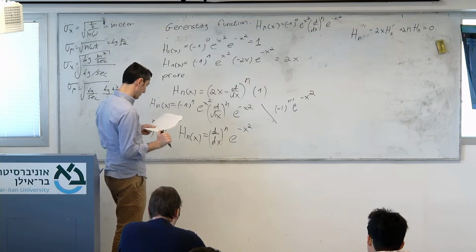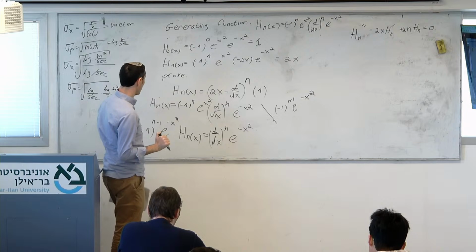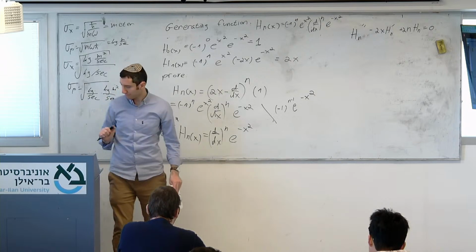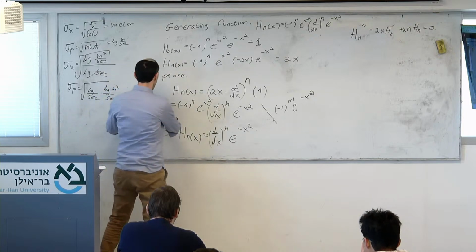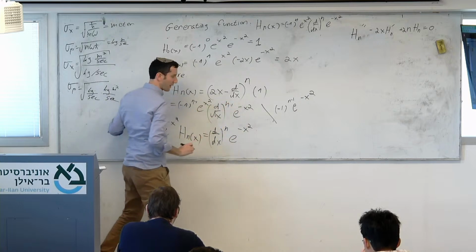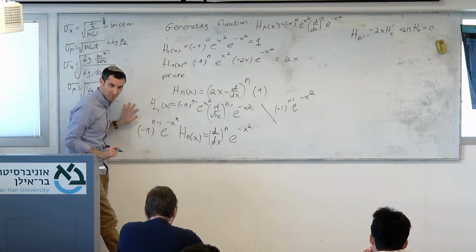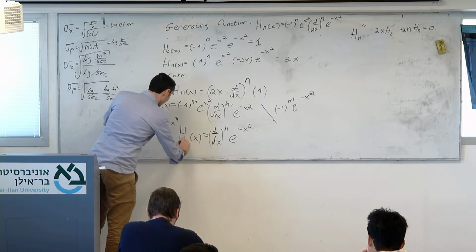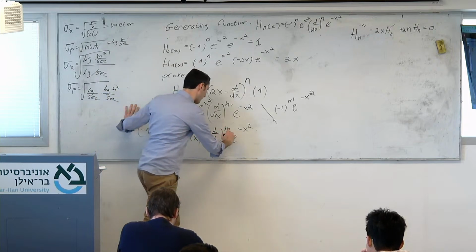Wait a second. Okay. I'm remembering what I wanted to do. All the n's here, I want to turn them to be n minus 1s. I'm allowed to do that. So also here, I'm going to have n minus 1 and n minus 1.